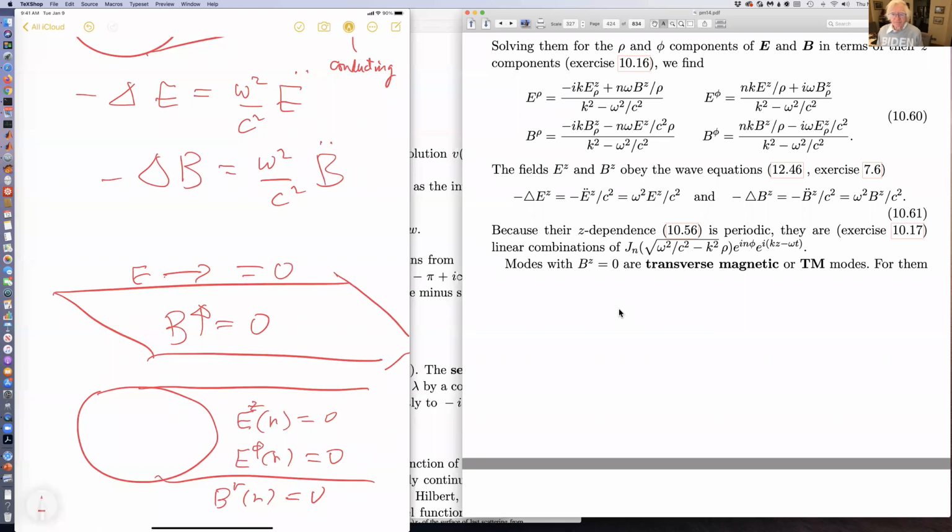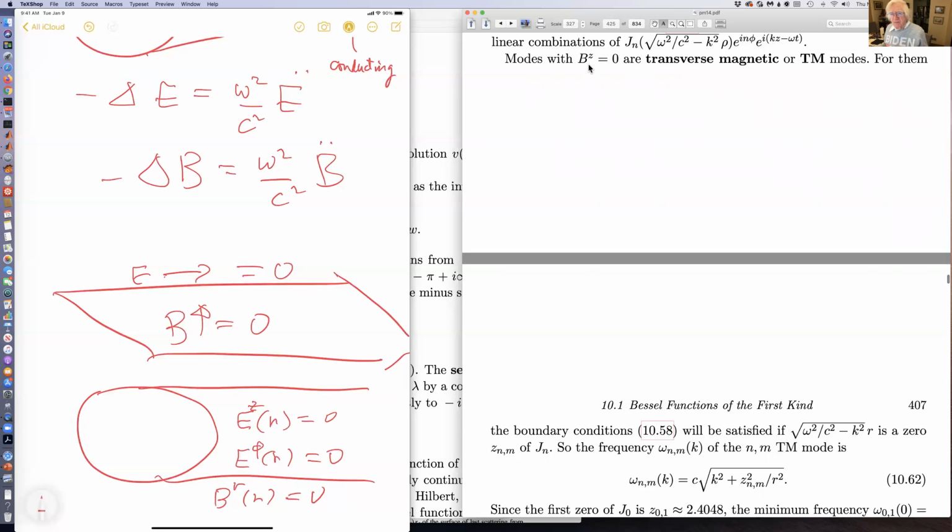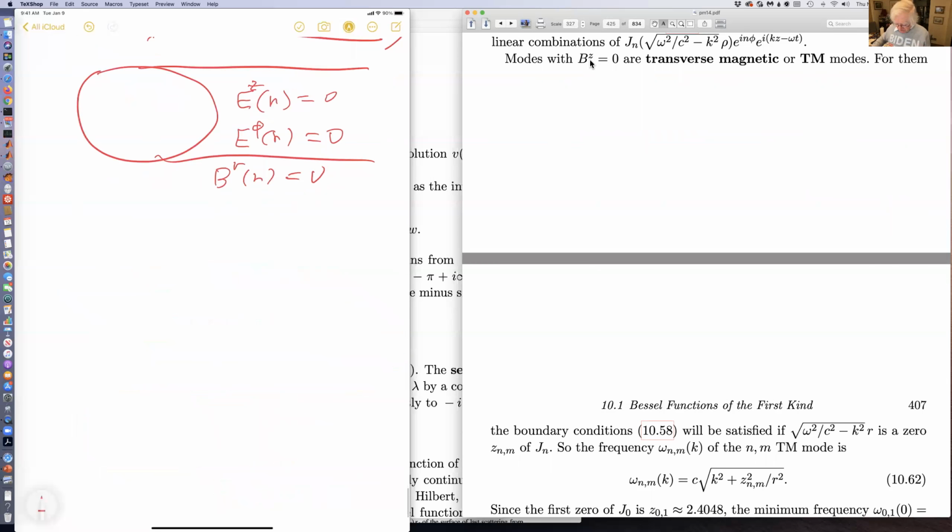And so what engineers like to do is focus on some of the simpler modes that they can choose to excite while not exciting the others. In particular, one choice that's popular is when the Z component of B is 0.